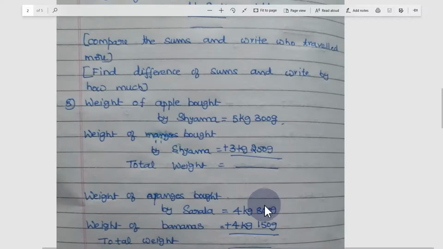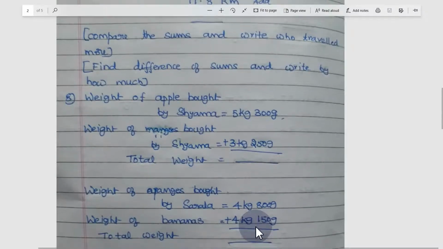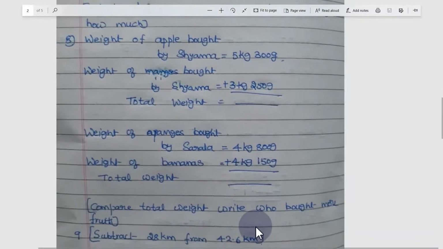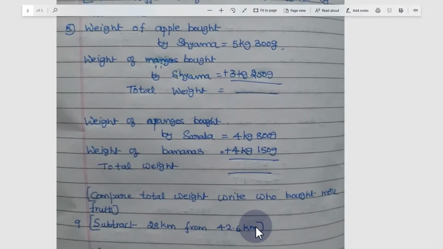Then Sarala bought oranges 4 kg 800 gram and bananas 4 kg 150 gram. Add these two, and you'll get the total weight. Then compare these two and write the conclusion. Who bought more fruits? You have to write it in a sentence. If Sarala's weight is more, you have to write Sarala bought more fruits. Next question, ninth question.